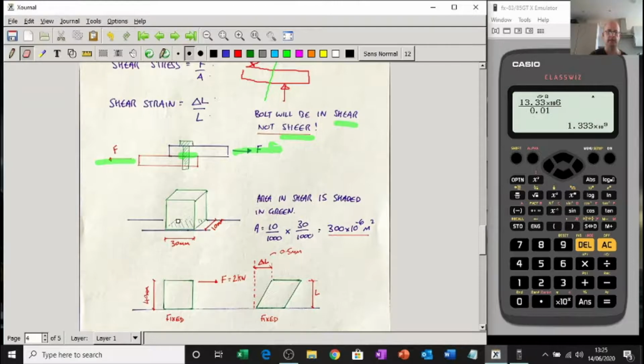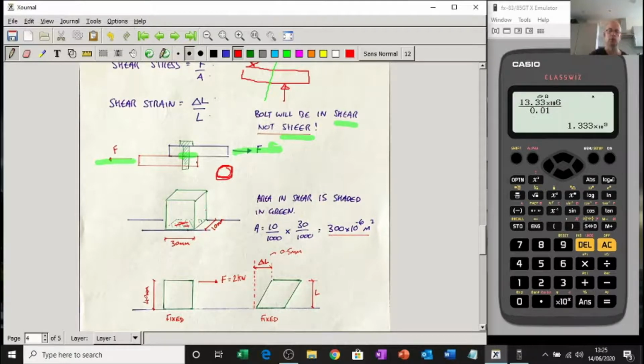The area is the area stuck to the floor. So it's that green bit there. It's this green bit here, look, that I've just coloured in red. And if you're doing a bolt, it'll be the area of the bolt. A bolt is normally round, so it'll be the cross-sectional area, because that is the area in shear.